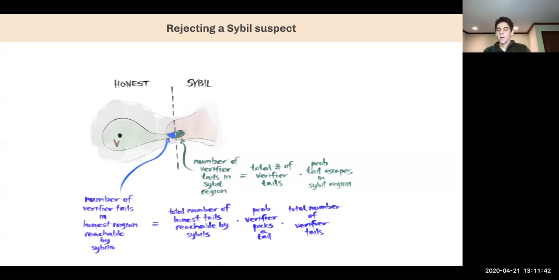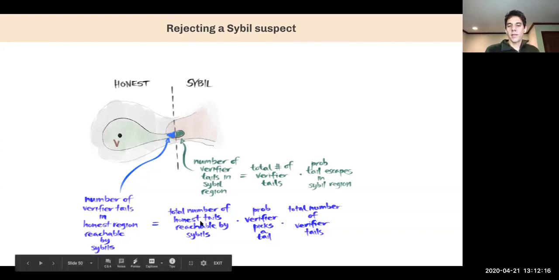And the other way in which a verifier can be confused is if the Sybil nodes manage to create a tail into the honest region, and it intersects with the verifier. So the expected number of such edges where this intersection can happen can be decomposed as the total number of honest tails reachable by the Sybils.